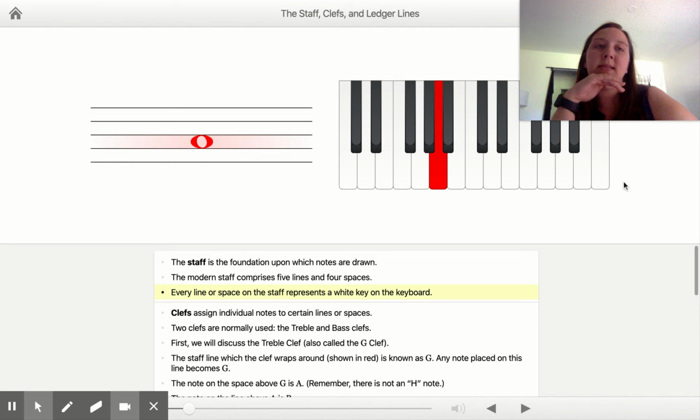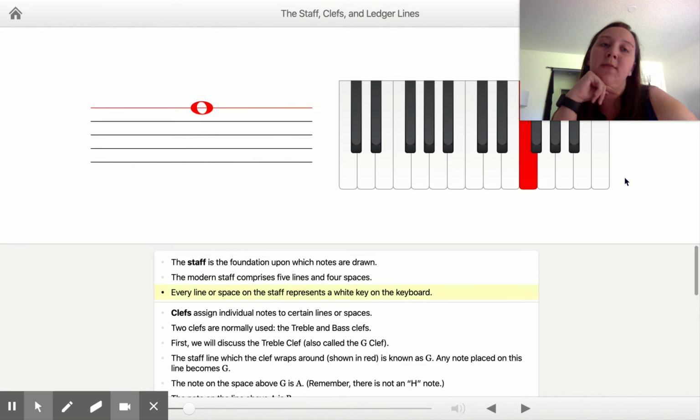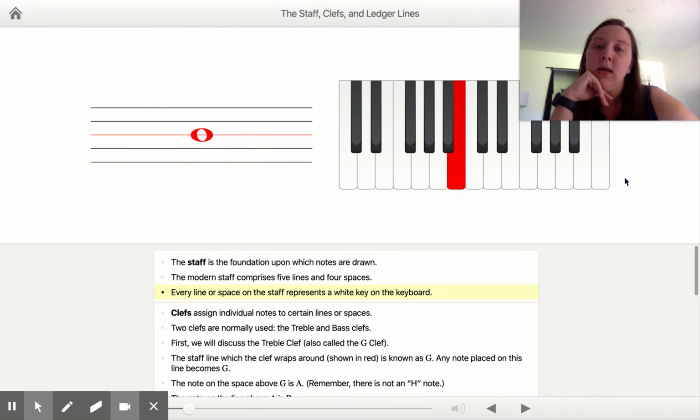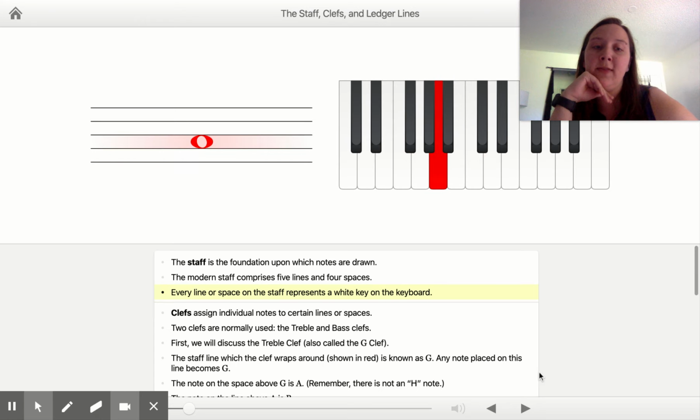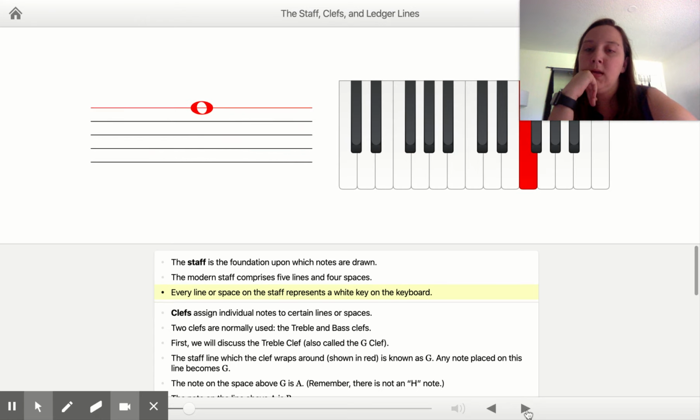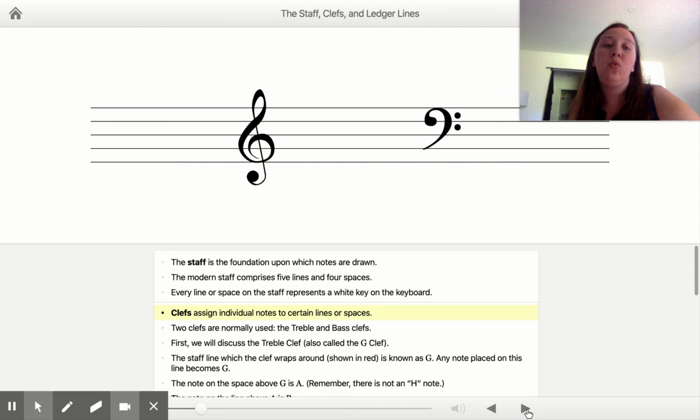Every line or space on the staff corresponds with one of the white notes on the piano. The black notes we don't use until we add sharps or flats or accidentals. We use clefs. These are our clefs. This is treble clef and bass clef.